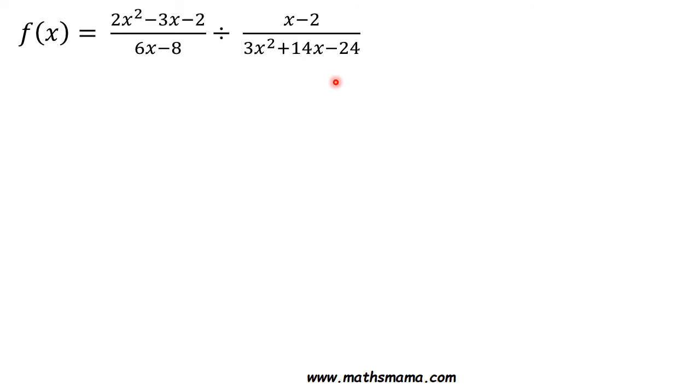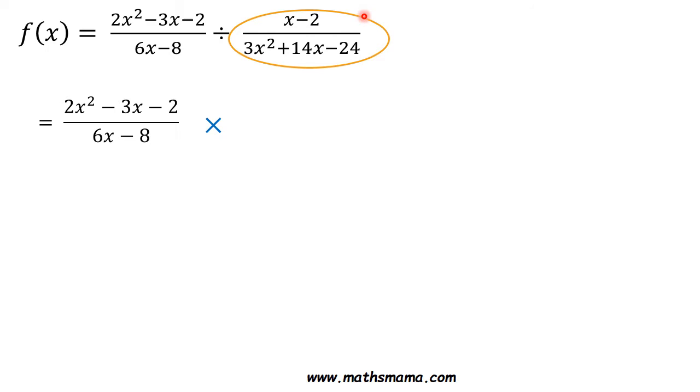So just to remind, we have to convert this division problem into a multiplication problem by taking the reciprocal of the second fraction. Taking the reciprocal means flipping the numerator and denominator. In the next step, we cancel off any common factors. But in this case, you don't see any common factors, which means the next step is to search for hidden factors.